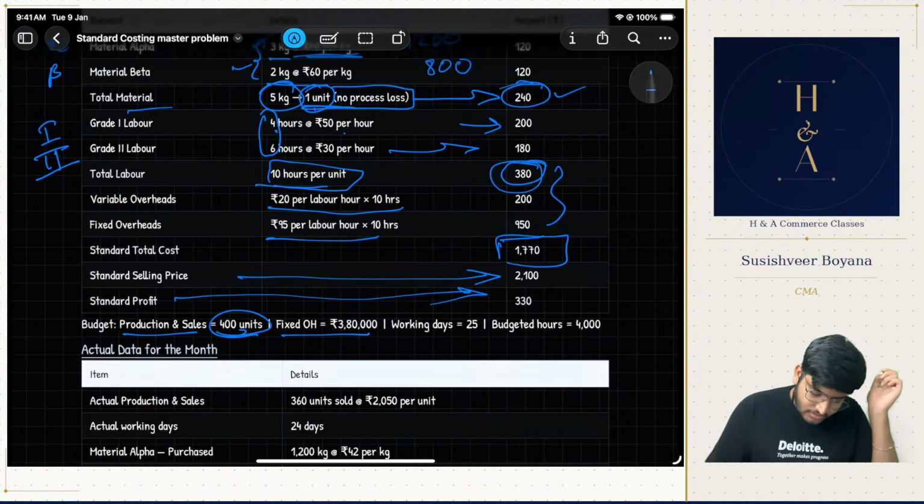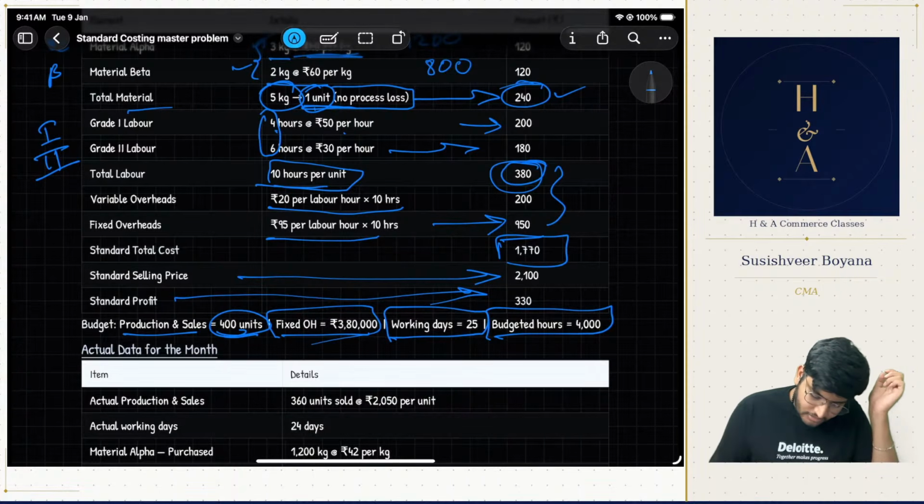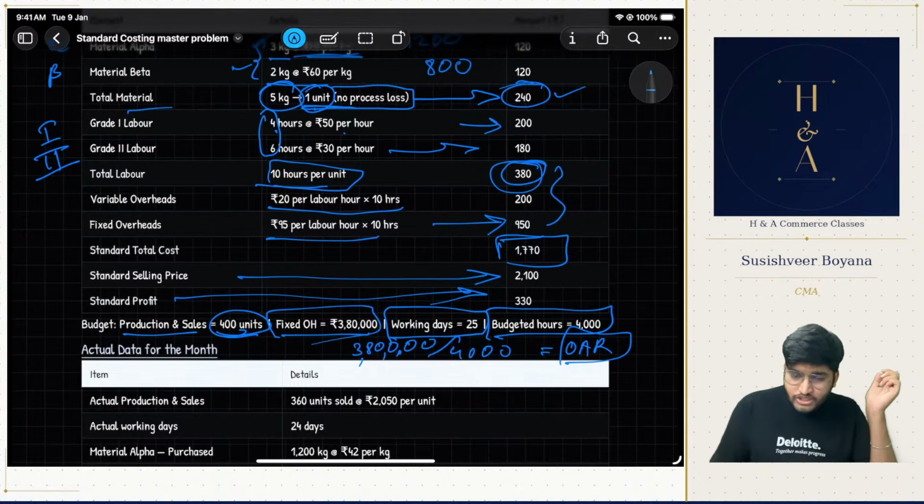Fixed overheads also given. Remember, this is the standard. This is the total. Working days, 25 it seems. Budgeted hours, 4000. Great. So fixed overheads, we can just calculate here. 3,80,000 divided by 4000 gets the overhead absorption rate, always based on budgets.